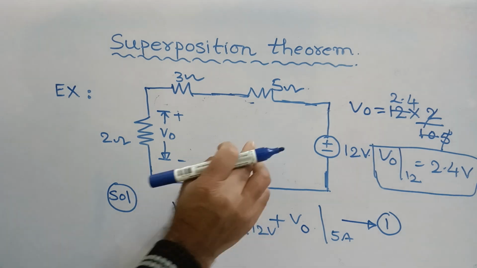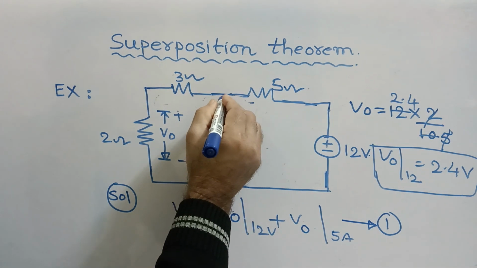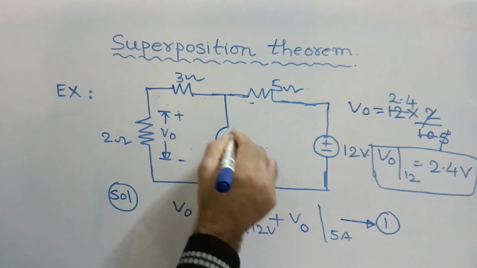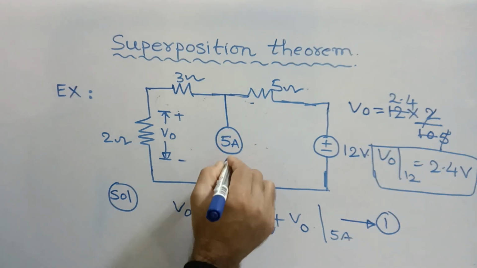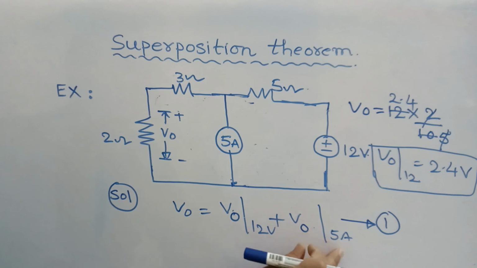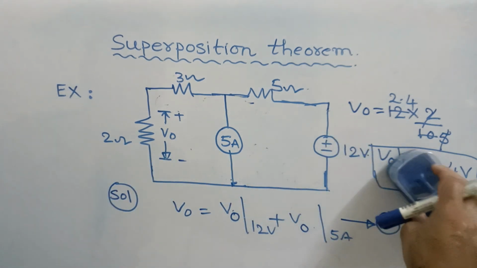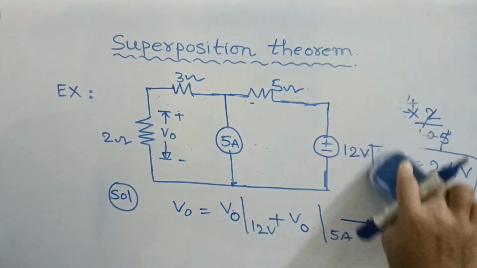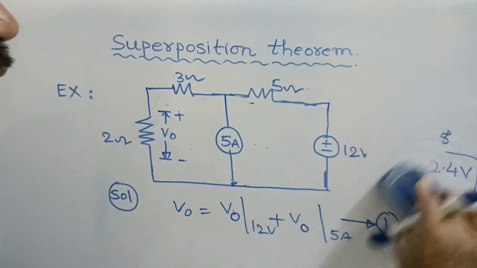Now we have to find V0 with respect to the current source. Now again I am connecting my 5 ampere current source here, right? With respect to this current source, I have to find this V0 with respect to the 5 ampere current source, where my voltage source must be removed. So remember that the previous value is 2.4, right?